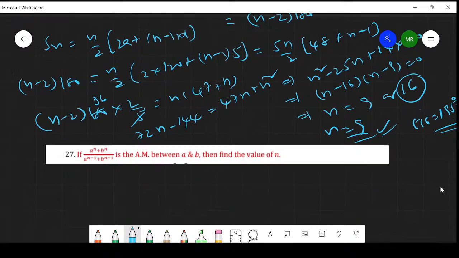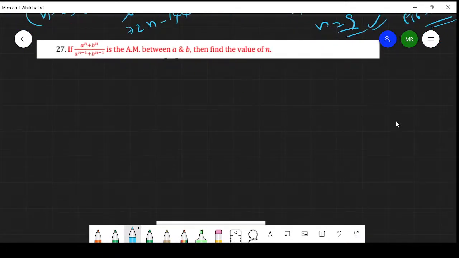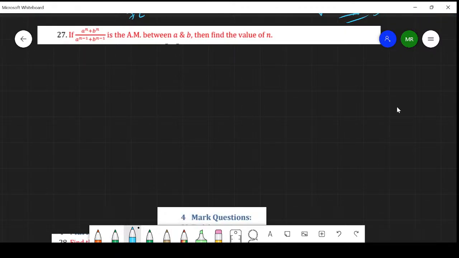This is an important problem. Now in the 3 marks questions, the last problem I am going to explain. After the 4 marks, we have around 4 to 5 problems. Definitely one 4 mark question, you should be able to answer this. Now you can check here.